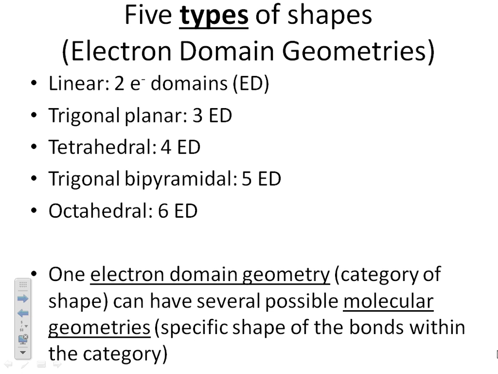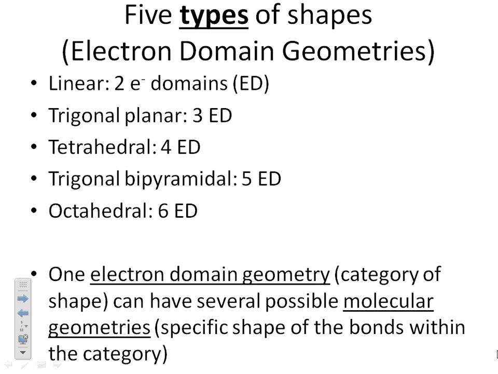Again, remember these shapes come from how far apart we can put these electron domains because they're going to repel one another, so they want to be as far away from one another in 3-dimensional space as they can be. If we have 4 electron domains, they take on a tetrahedral shape. 5 is called trigonal bipyramidal, and 6 is called octahedral.